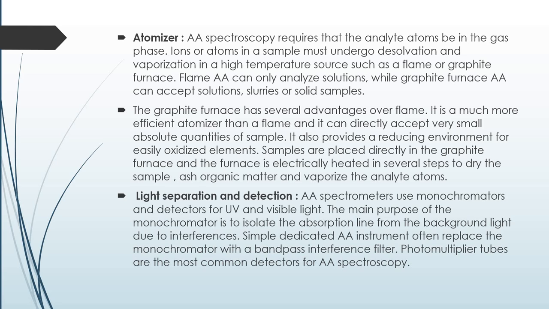Then light separation. AA spectrometers use monochromators and detectors for UV and visible light. The main purpose of the monochromator is to isolate the absorption line from background light due to interferences. Simple dedicated AA instruments often replace the monochromator with a band pass interference filter. Photomultiplier tubes are the most common detectors for AA spectroscopy.